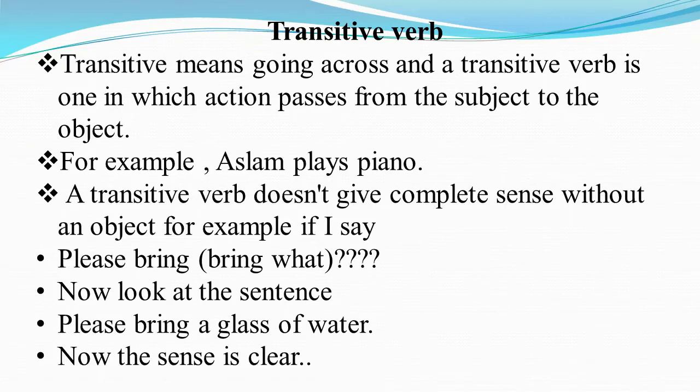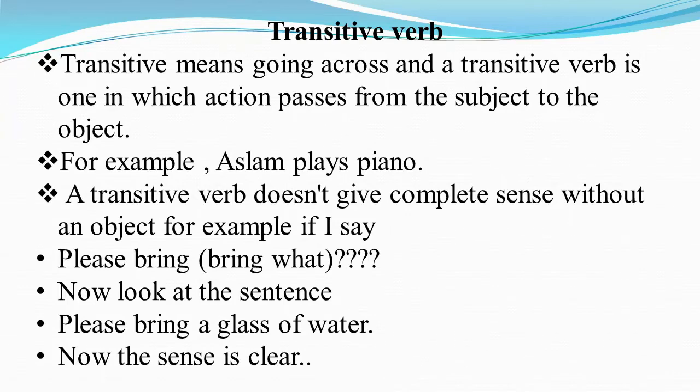We can also say that a transitive verb does not give complete sense without an object. For example, if I say, please bring, what? It doesn't make sense. So, bring is a transitive verb here because it requires an object to give complete sense. Now look at the sentence. Please bring a glass of water. Now the sense is clear. So dear students, transitive verb always need an object to give a complete sense.